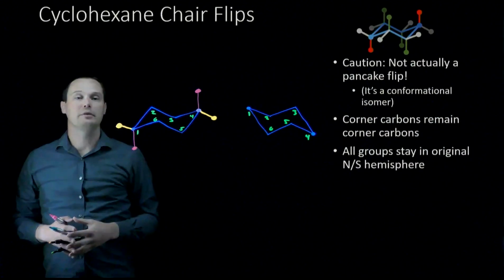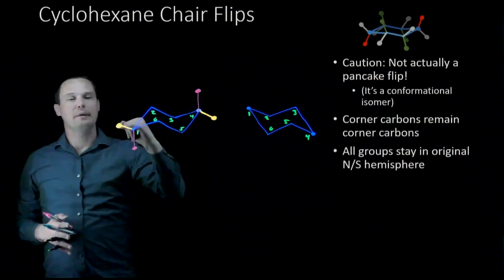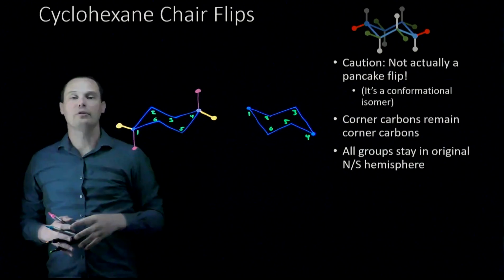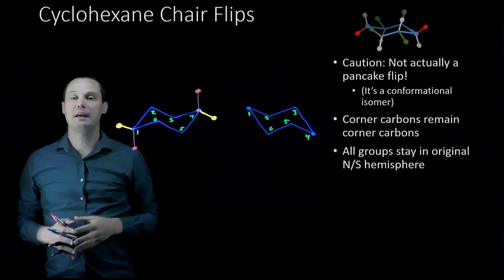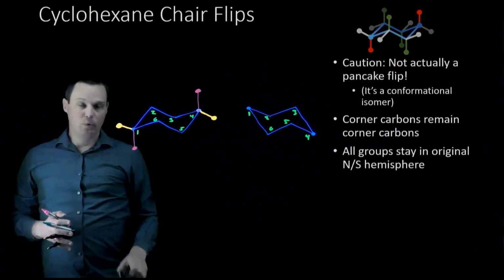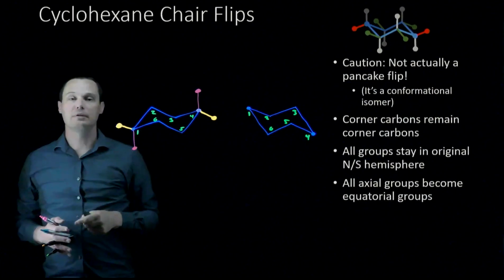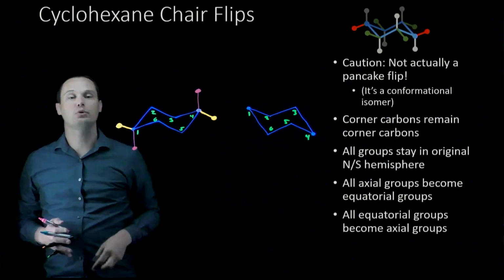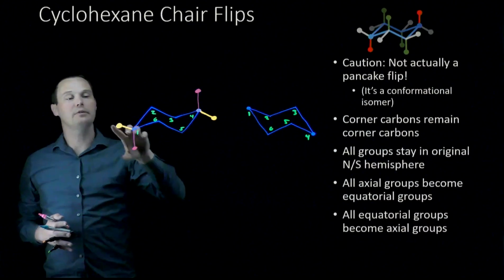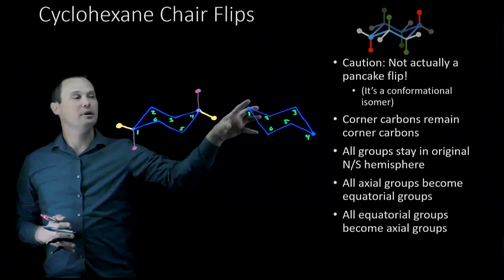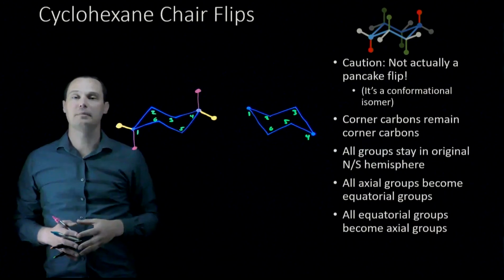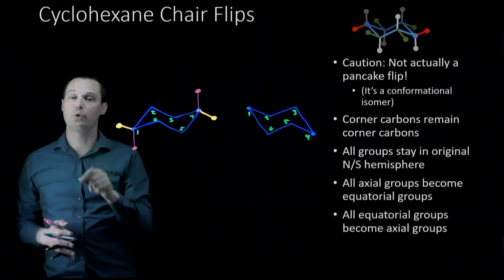That's what I mean by northern and southern hemisphere. When we draw a chair flip, everything in the northern hemisphere has to stay in the northern hemisphere. Everything in the southern hemisphere has to stay in the southern hemisphere. What happens when we do that is that all of the equatorial groups become axial groups, and all of the axial groups become equatorial groups. When we do the cyclohexane chair flip, everything that was equatorial becomes axial, everything that was axial becomes equatorial, but it stays in the same northern or southern hemisphere.